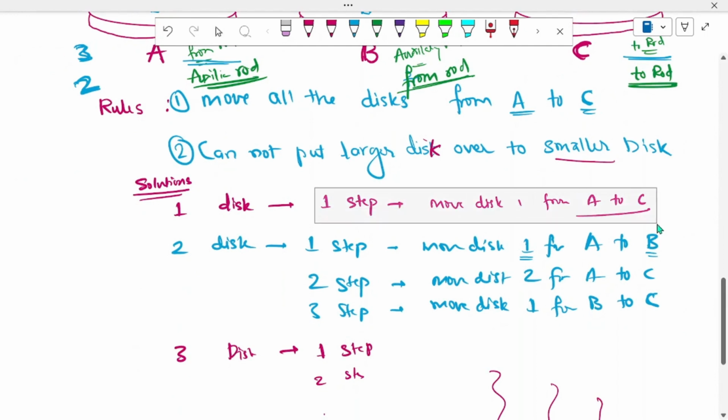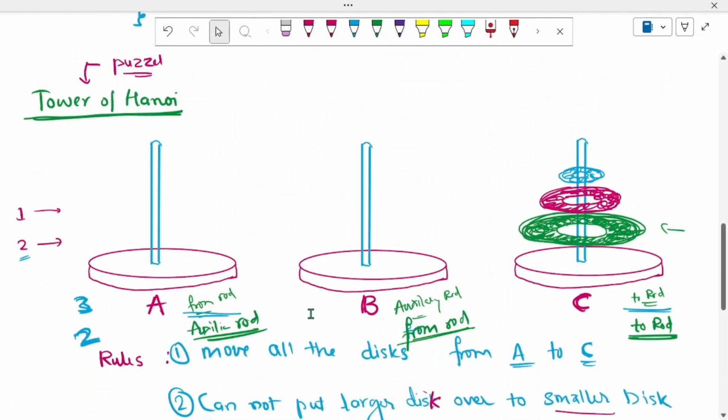Initially it was easy when we had only one disk. With 2, it was a bit easy. With 3, it was a little difficult. And if you go for 4, 5, 6 and so on, it is going to become very complex. So you just observe, you need to follow these 2 things. Initially we had 3, and then we tried to solve it for 2, and then we solved it for 1.